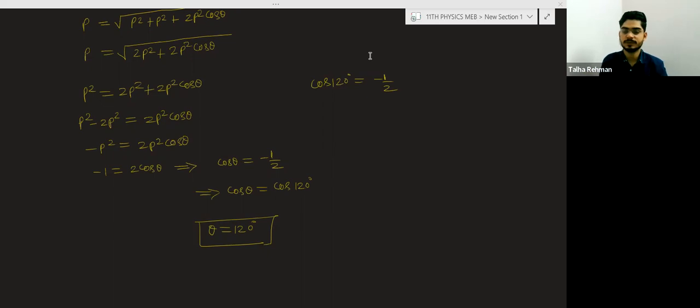In this question, you should know the formula of the resultant and the formula of tan beta, and you should know what beta is. Beta is the angle between the resultant vector and the A vector. So tan beta is equal to b sin theta divided by a plus b cos theta.